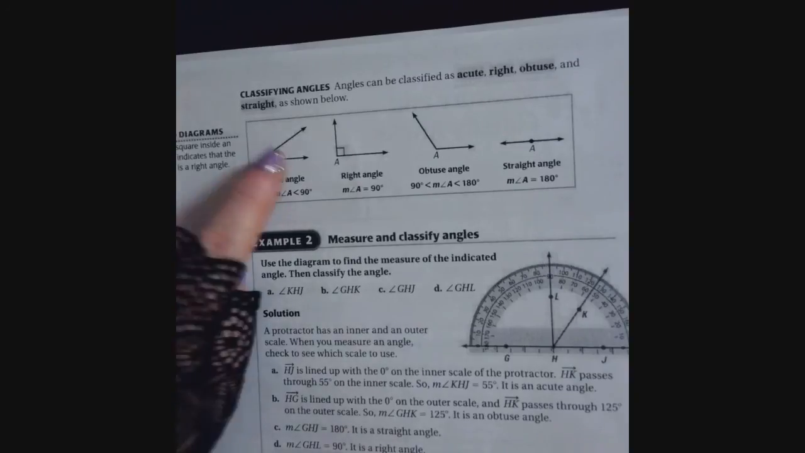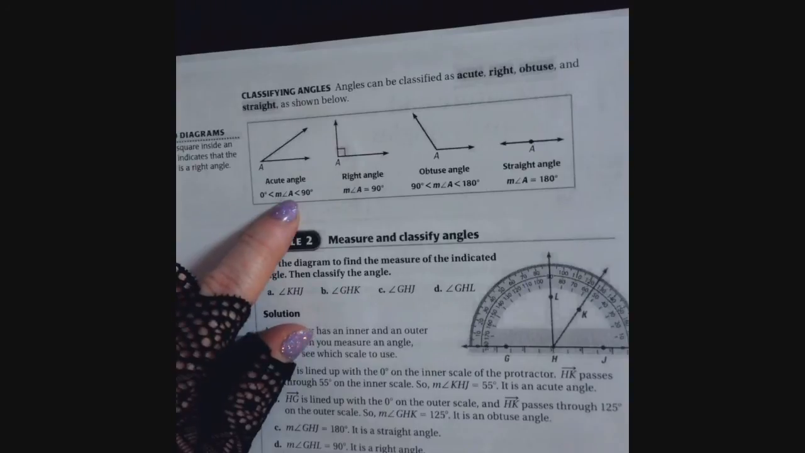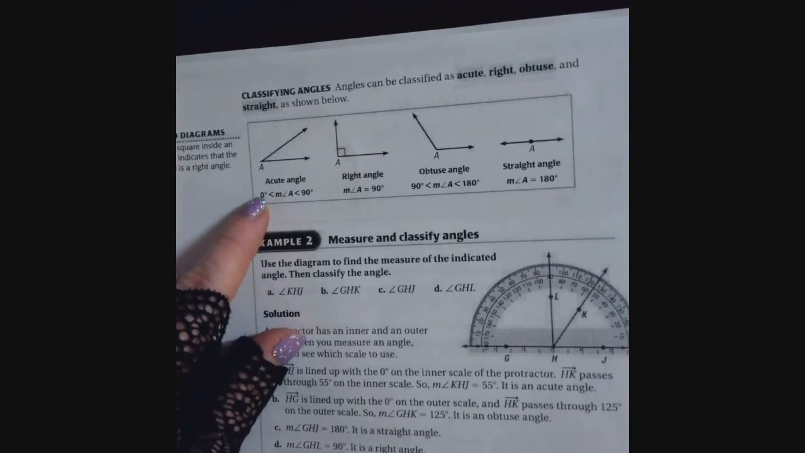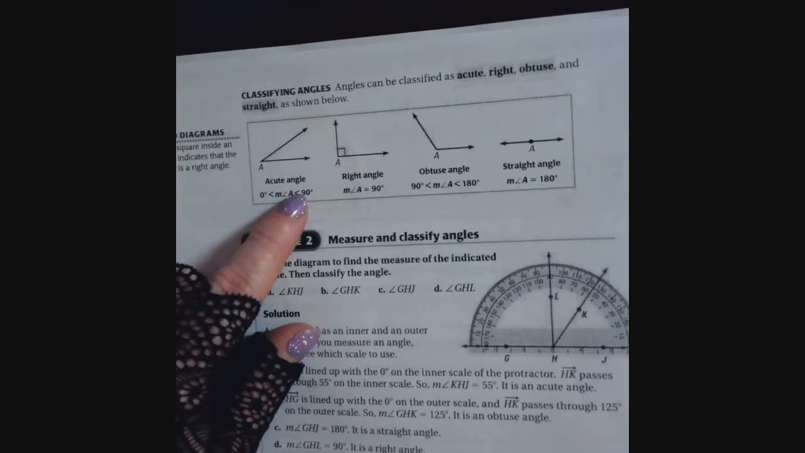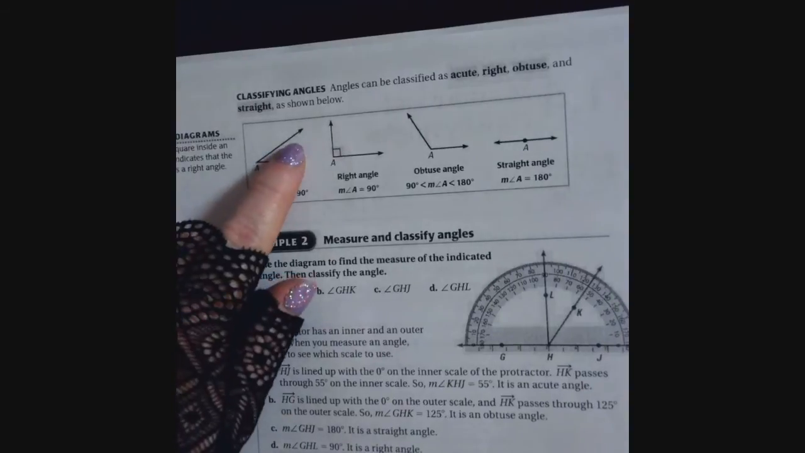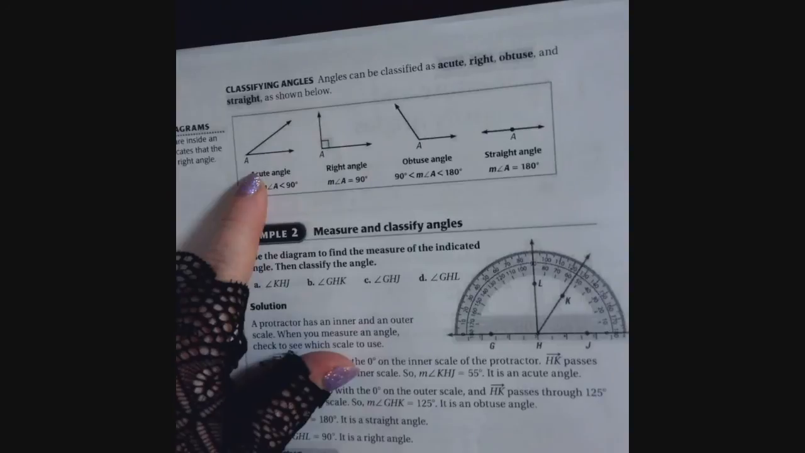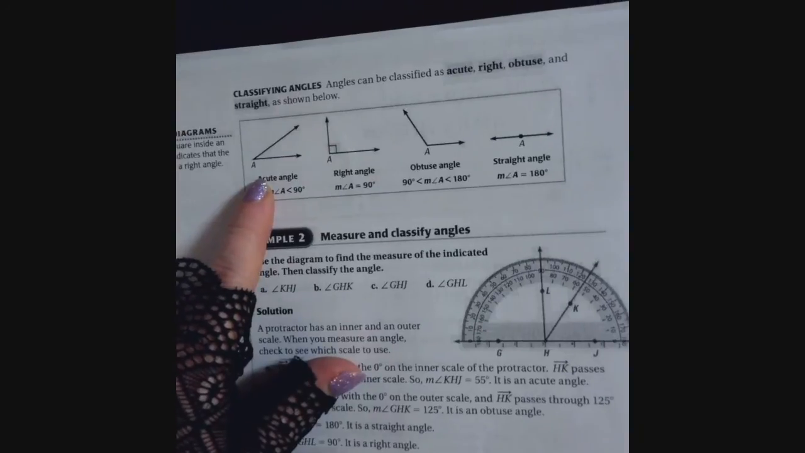So acute angle here. What it's saying is the angle A is bigger than 0 and less than 90. So it could be 1 degrees all the way to 89.9. So it's less than 90 and greater than 0. So that's what an acute angle looks like. You should be able to look at it and spot it real easy.